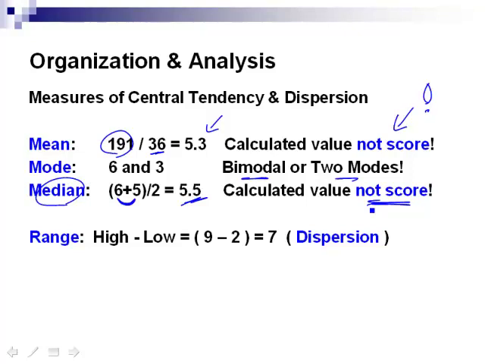Our range is basically the high and the low, the difference between them, which is 7. That actually shows us the spread of the data, and a fancy word for that is called dispersion. So do you see? Data analysis is not bad at all.